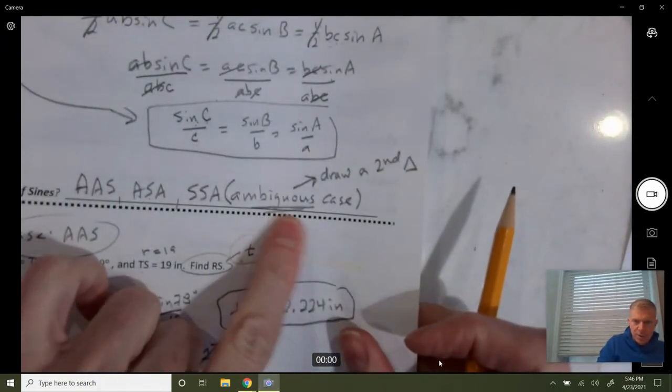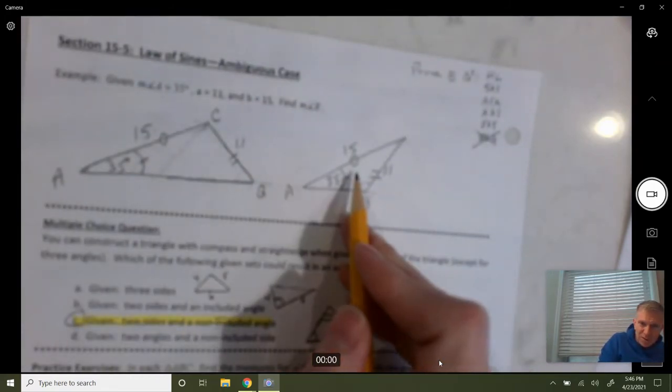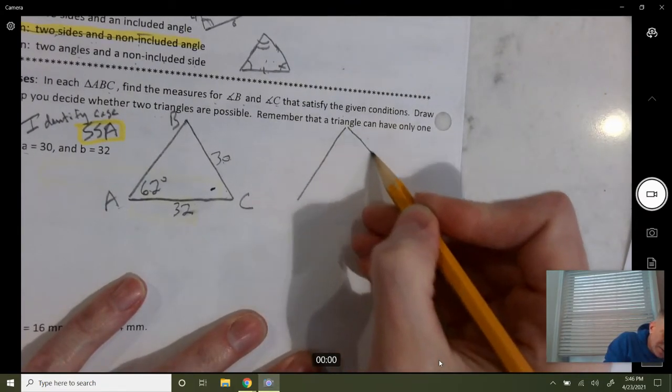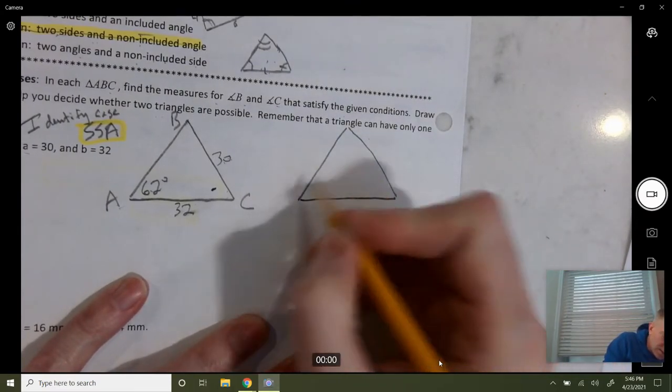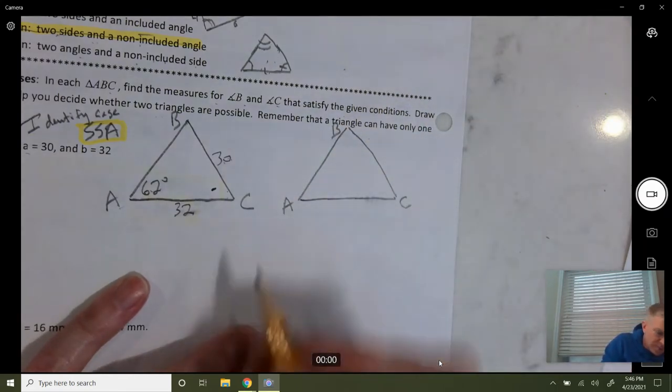First thing you do with an ambiguous case, draw a second triangle. Okay? Because there might be two triangles that work with those values. Okay, so we're going to draw a second triangle. I'm not going to try to draw it to scale because I haven't found all the sides and angles. I don't know what it's going to look like. But what I do know is the given information all has to be the same.